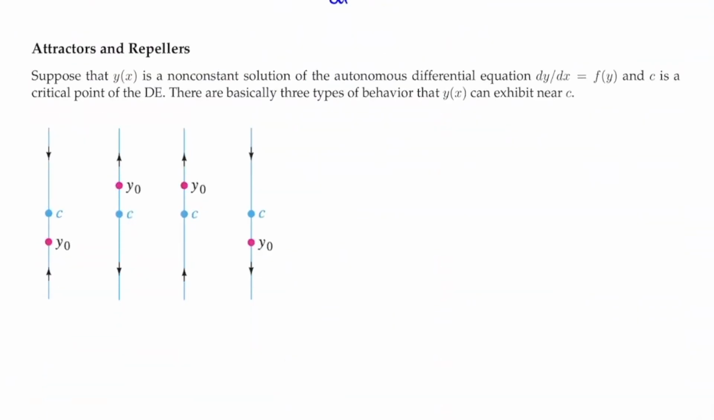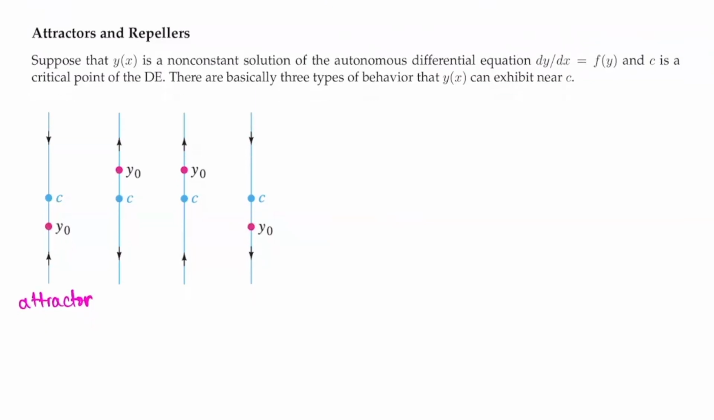So suppose that y(x) is a non-constant solution of the autonomous differential equation dy/dx equals f(y), and c is a critical point of the differential equation. There are basically three types of behavior that y(x) can exhibit near c. So you see the plot here, the critical point, y(0) is just the initial condition. For this case, the arrows are pointing toward the critical point c. So that is the attractor. Right? So that critical point attracts all the arrows. And when you have an attractor, you can classify it as asymptotically stable.